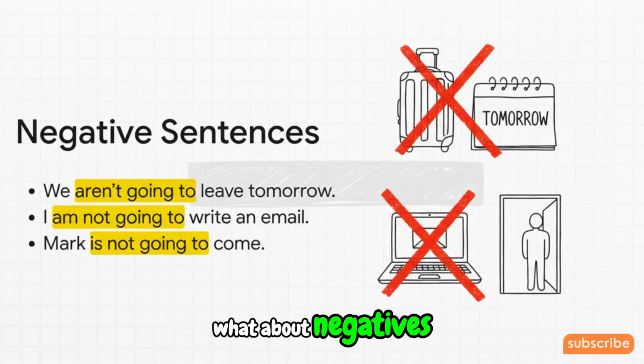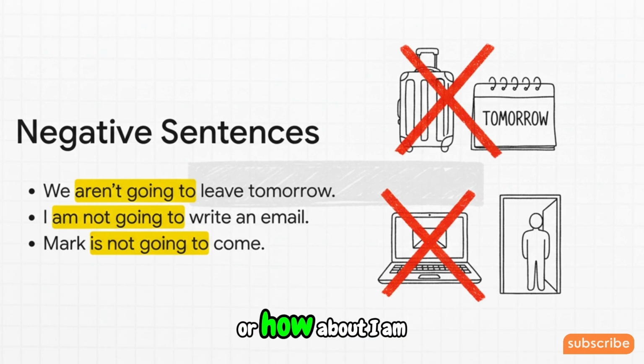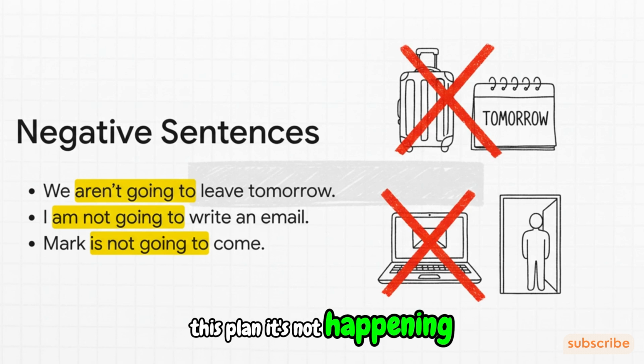And what about negatives? Just as easy. Take this one. We aren't going to leave tomorrow. All you do is put not right after the be verb. Or how about, I am not going to write an email? In both cases, you're just saying, hey, this plan, it's not happening.